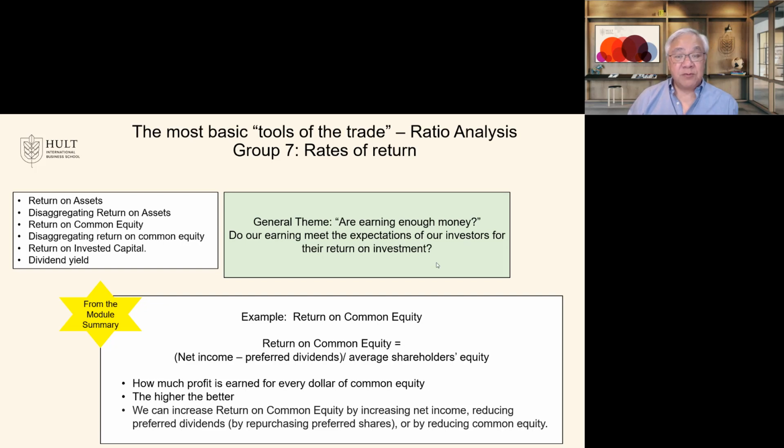An example here is return on common equity, and the formula is net income minus preferred dividends divided by average shareholders' equity. You might scratch your head like, what is this preferred dividend? We don't hear about that very often.